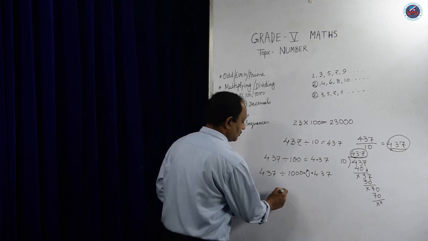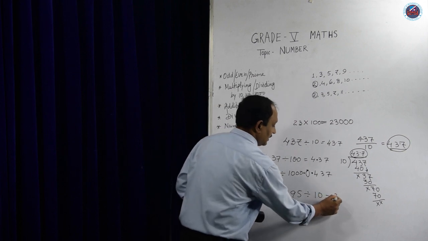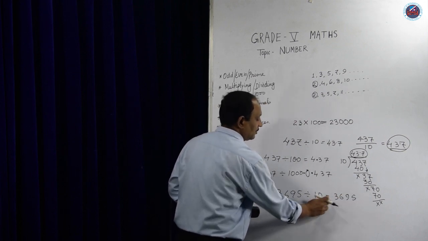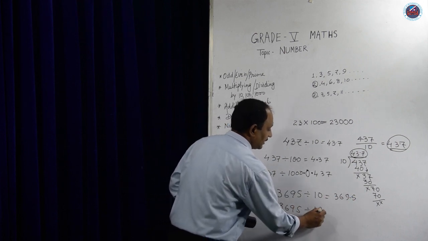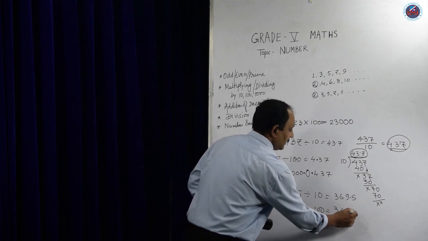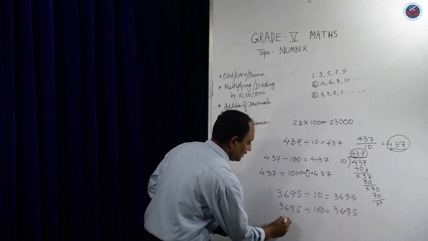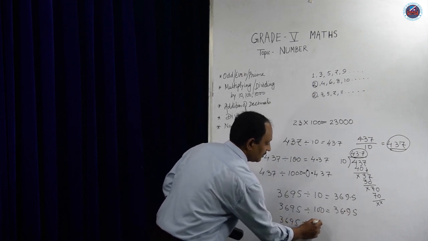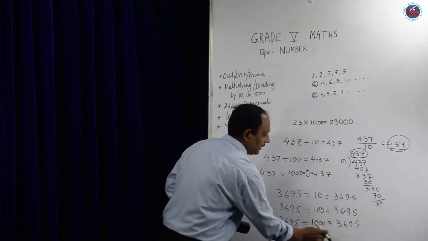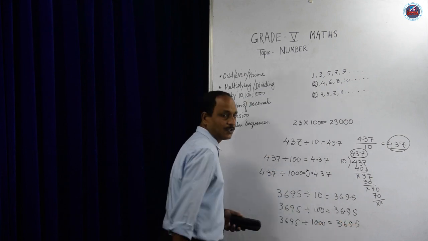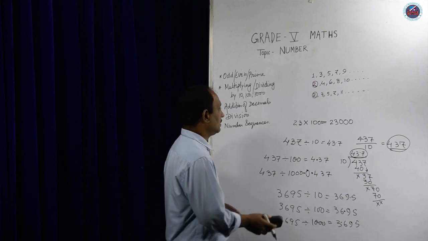Whatever number you write down. Suppose 3, 6, 9, 5 divided by 10. So 3, 6, 9, 5, 1 0. So after one number decimal. 3, 6, 9, 5 divided by 100. So 3, 6, 9, 5, 2 0. After two number decimal. 3, 6, 9, 5 divided by 1000. So 3, 6, 9, 5, 1, 2, 3 decimal. Whatever number is there in this form, in this way we can finish whatever number is given in the question.